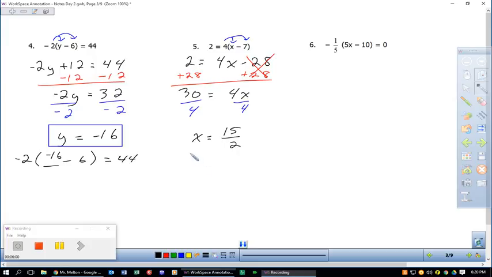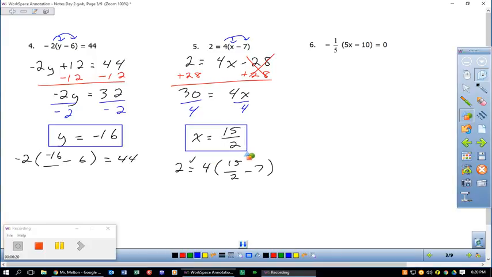Alright, so let's see if we can plug this in, just like we did in the past. 4 times 15 over 2 minus 7. Now, I know for a fact this is going to end up being 1/2, because this is 7.5, and 1/2 of 4 is 2, so this does check out. That's my goal of checking that.